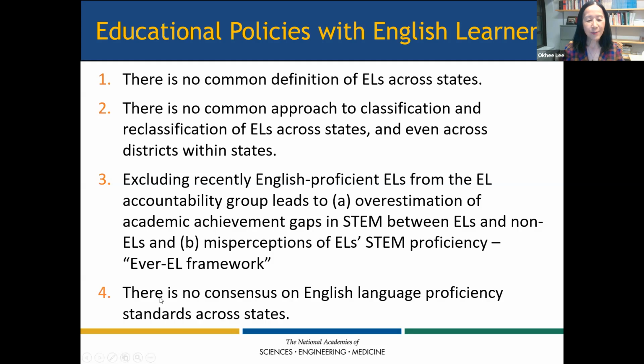Okay. The last one, there is no consensus on English language proficiency standards across the states. Now that may surprise you because we just said that in science there is a consensus on the framework and the science standards. And you say, there is no consensus on language proficiency standards across the states. Right now we have 6 states of proficiency standards, but those large states like California, Texas, and New York have their own standards.